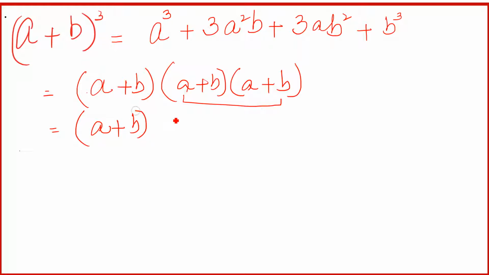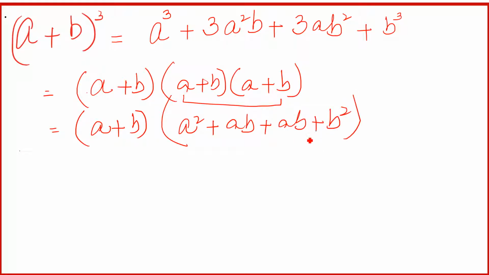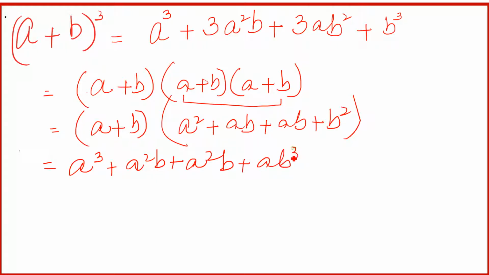Just write down (a plus b) as it is here. a square plus ab plus ab plus b square. Now we have to multiply with (a plus b). First we will multiply this whole parenthesis with a, then we will multiply this whole parenthesis with b. So first a cube plus a square b, and I told you that when we do the multiplication we add the exponents of the same base.